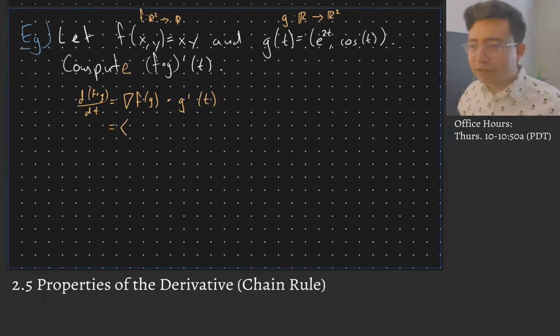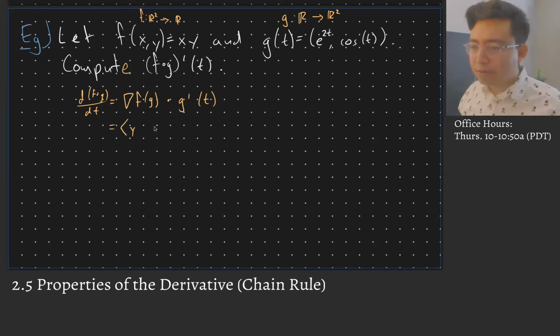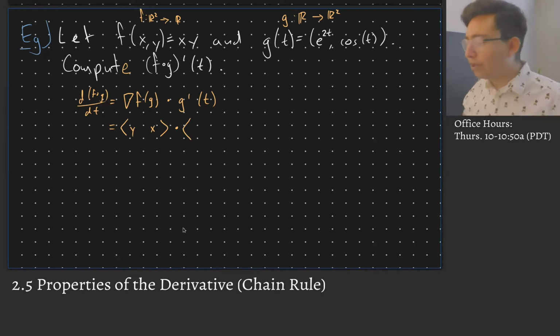So as a vector, the gradient is going to be the derivative of this with respect to x, so we have y, and then the derivative of this with respect to y, so that's x. But we need to plug in g, so this isn't quite done yet. And g prime of t, as a vector. Again, we can do it as a matrix, but you end up with this column matrix. You can just think of it as a vector.